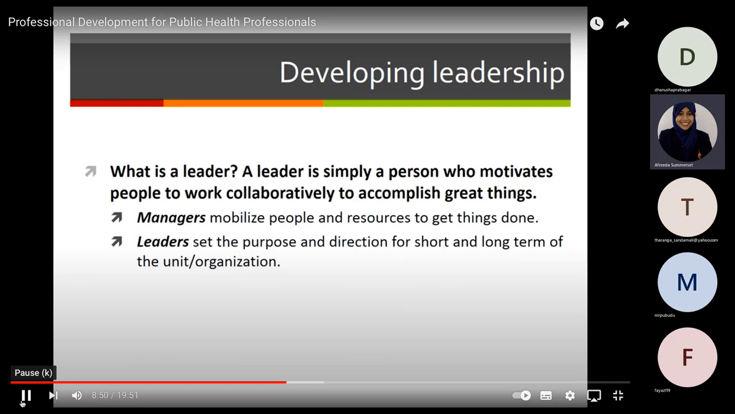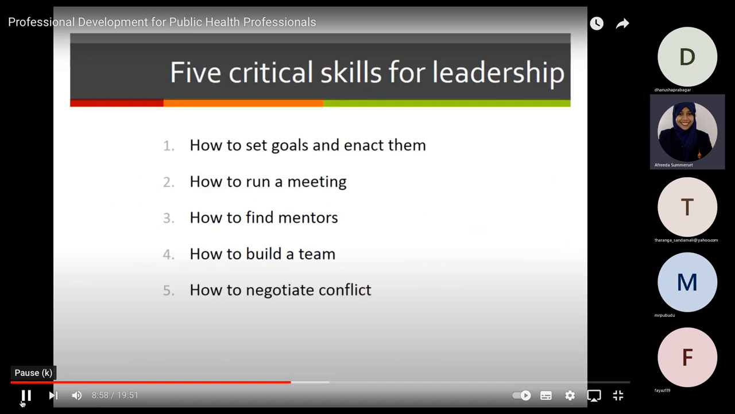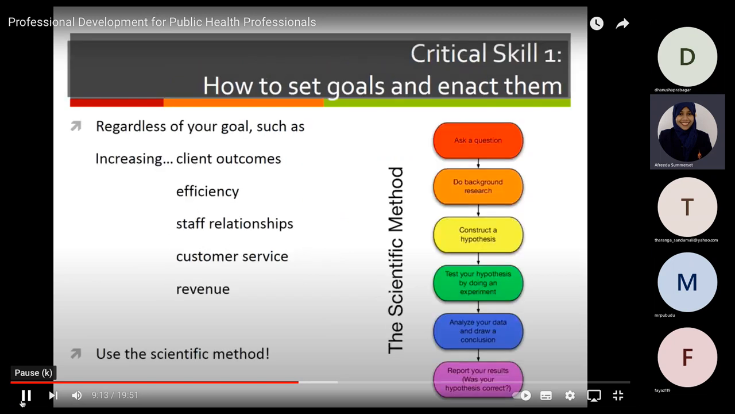So leadership, public health leadership, is incredibly important. It's something we need a lot of. So here are some ways for you to start developing your critical skills for leadership. Each of these you can work on, whether you are officially in a leadership position or not, and whether you have that official leadership title or not. All of these are things that will help you in leadership.